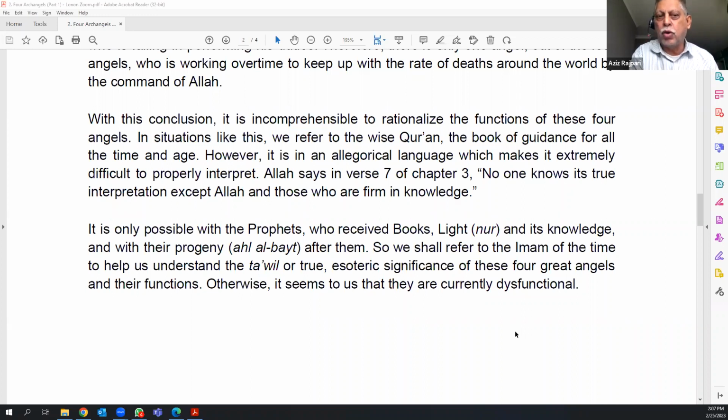So let's open the floor and see, is there anyone on this line who may have an answer to our question, who may tell us what are these four angels doing and how do we deal with these dysfunctional angels?